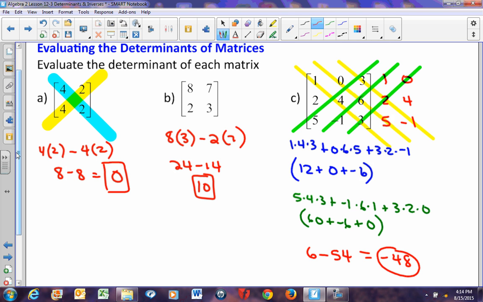If you set it up right, it's not really, really hard. It is, yes, easier if you have your calculator to do it, but you'd be amazed. I can pretty much find a determinant of a 3 by 3 about as fast as people can put it in their calculator. So when you get really good at it, it doesn't take you too long.